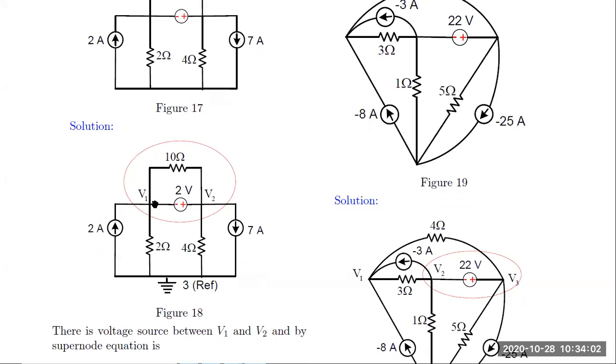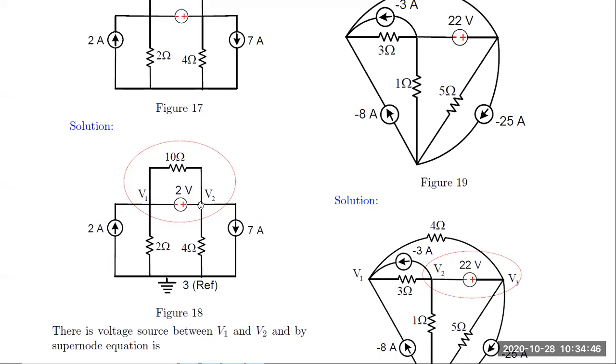For node 1, how many elements are connected? First one is the resistor of 2 ohm. Another one is a current coming toward this node. The other terminals: there is a voltage source, and a resistance in parallel with it, connected between V1 and V2. So now, can we make it a supernode?